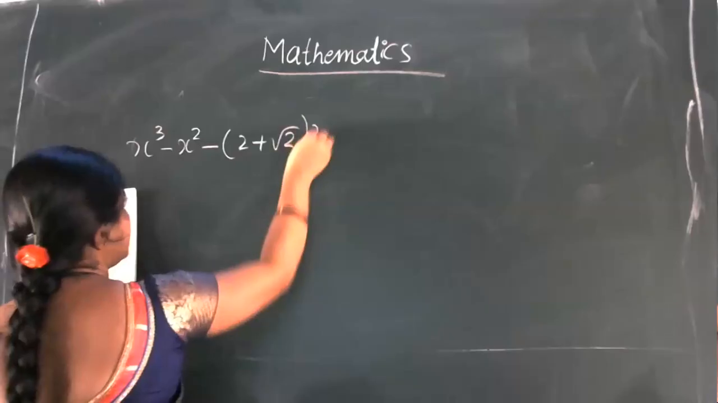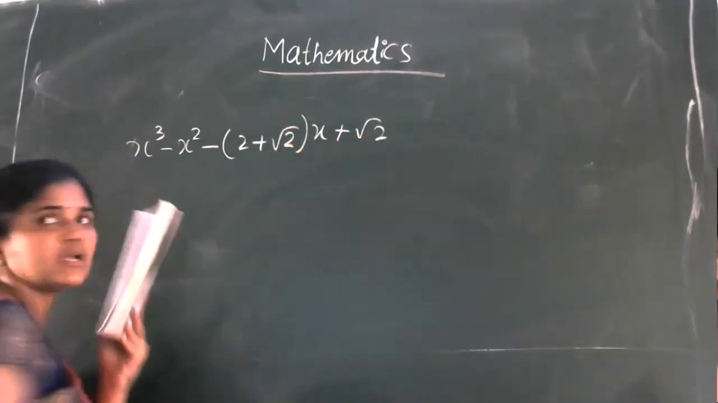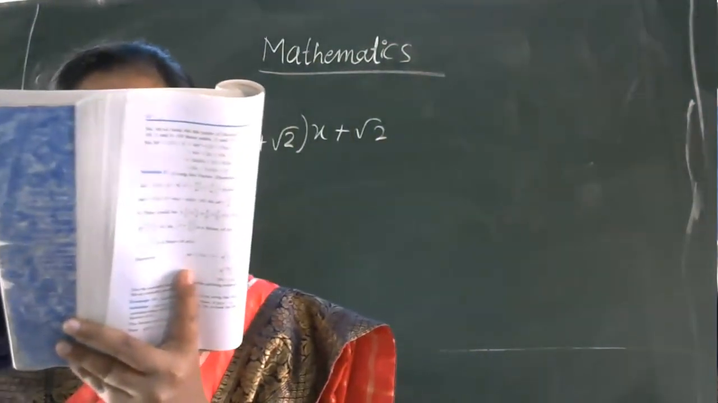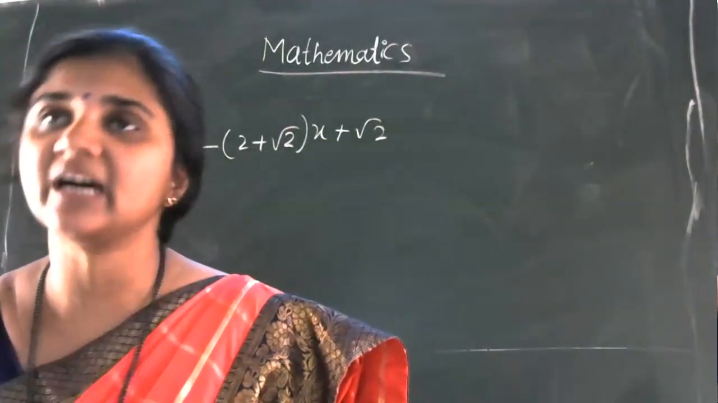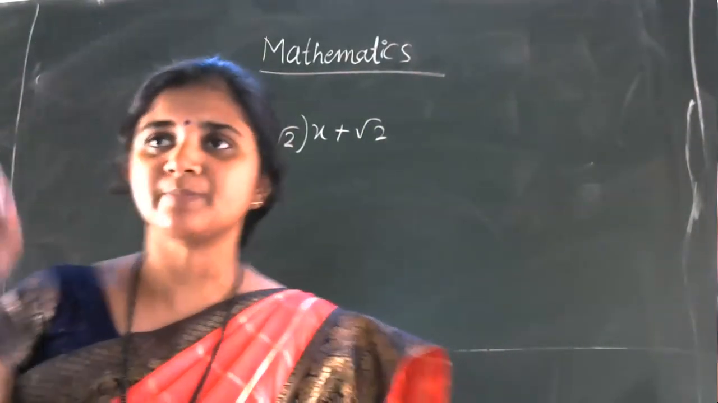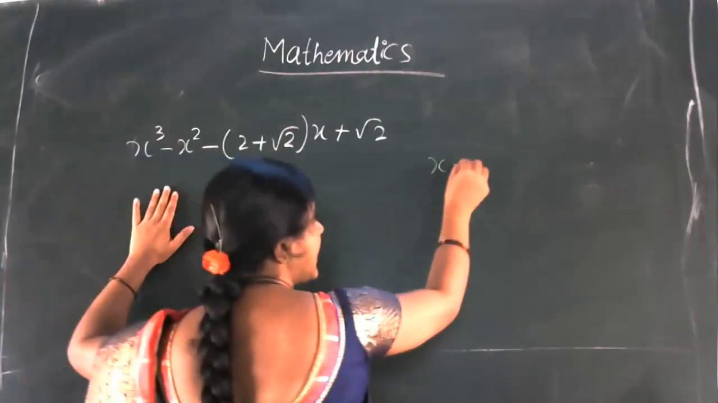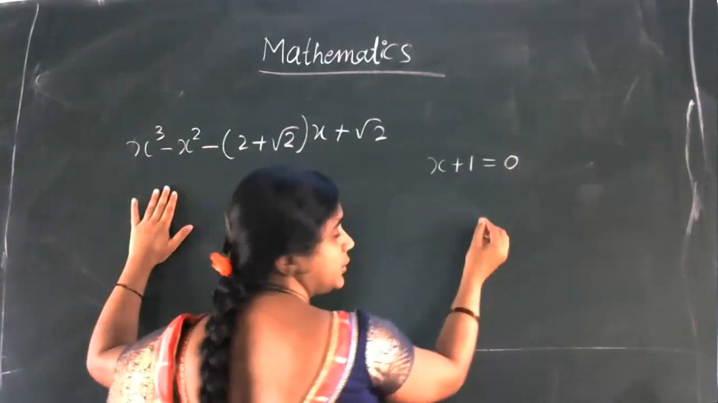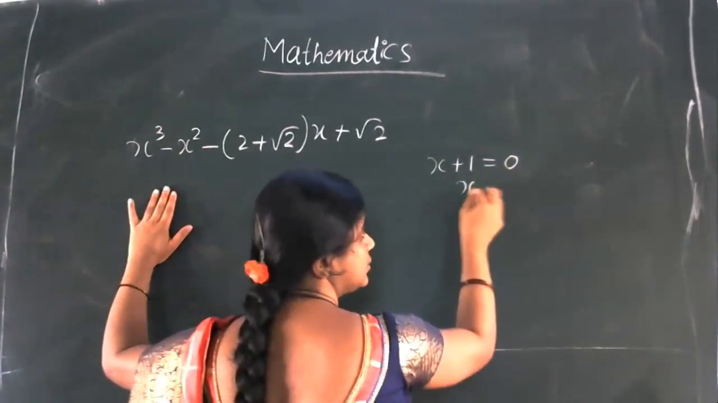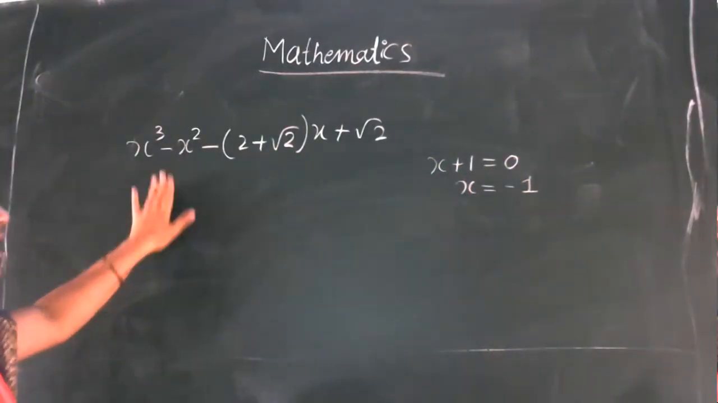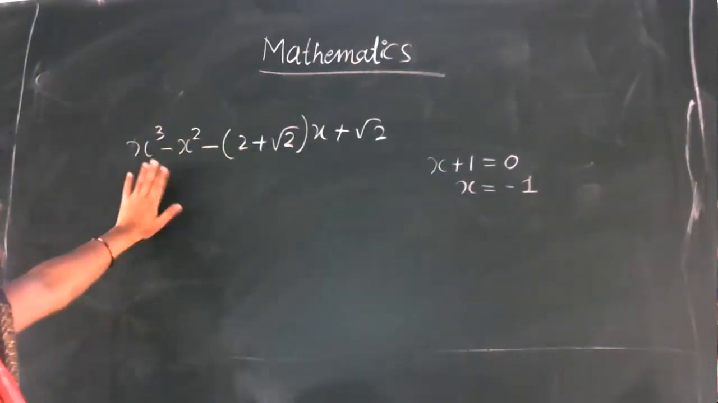See, x cube minus x square minus (2 plus root 2) x plus root 2. What is the question actually? Determine which of the following polynomials has x plus 1 as a factor. We have to check whether x plus 1 is a factor of this one, right? So what do we have to do for that? Equate x plus 1 to 0. Then x is equal to minus 1. So now we have to substitute x equal to minus 1 in this one.